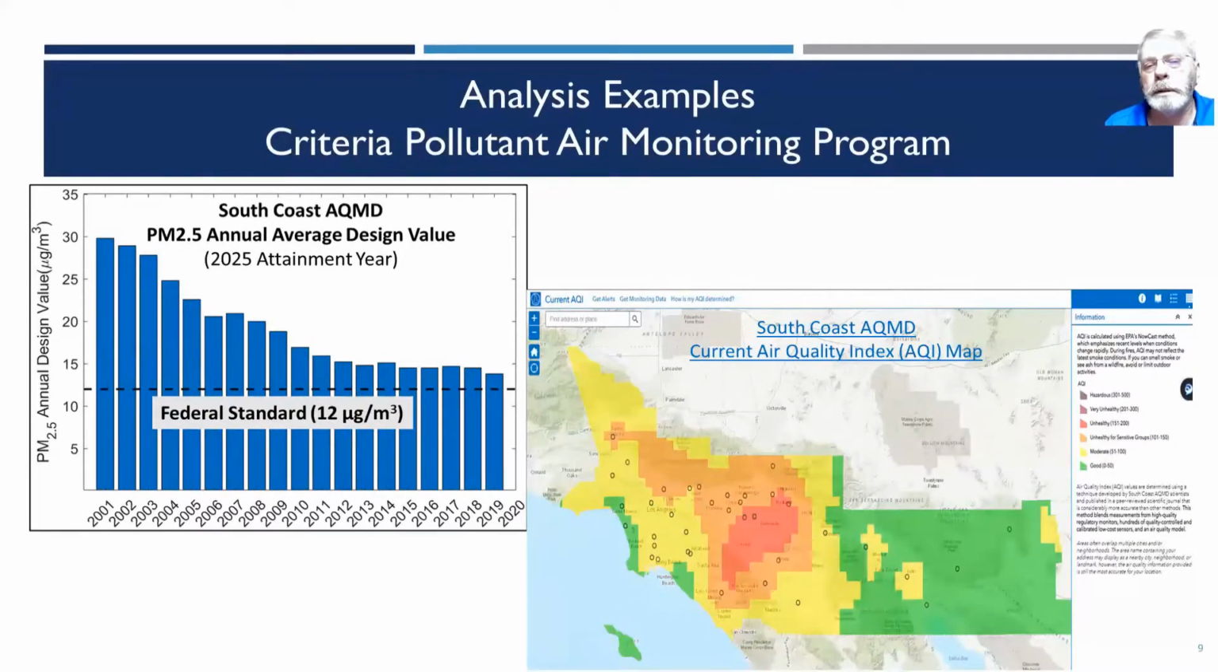The data presentation example on the left shows South Coast AQMD's trends for PM2.5 annual average design values, showing considerable improvement over the years and the progress needed before the 2025 attainment year. The example on the right is from the current air quality index map from South Coast AQMD's website during a recent summer afternoon ozone event, with the red showing unhealthy ozone levels.